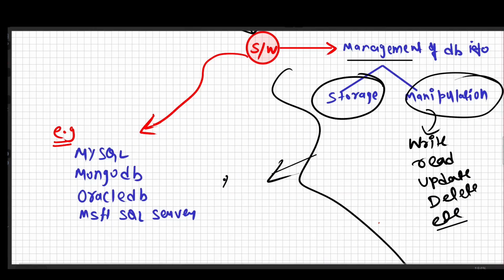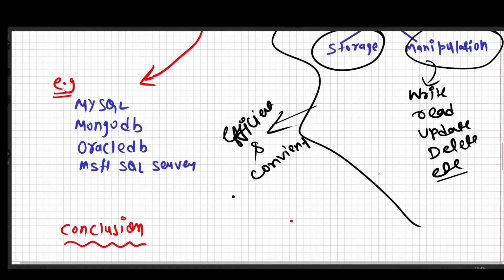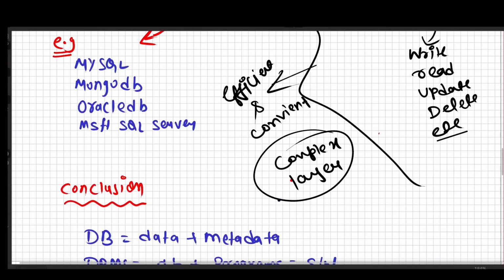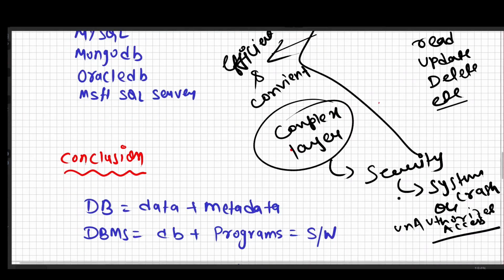And this should be efficient and convenient to the end users, because databases are usually complex and large. It is the duty of the database management system to make it as simple as possible for the end user, and also it should provide some security in case of system crash or unauthorized access, which means that there should be some kind of mechanism which saves the state of database before the crash and after the crash. Also it should provide some kind of mechanism to stop the unauthorized access of those data.